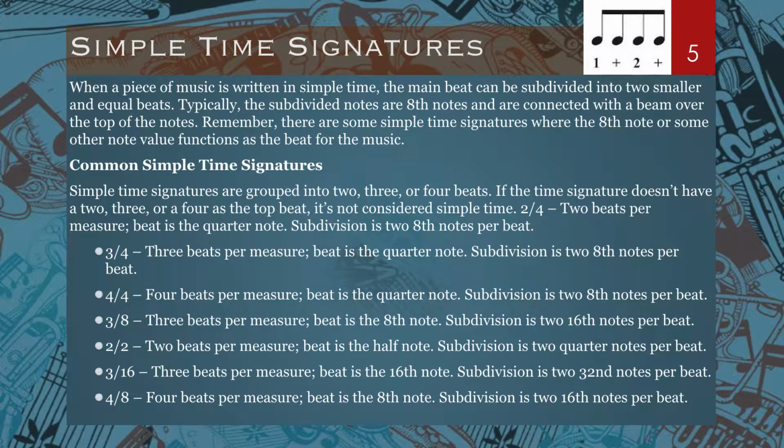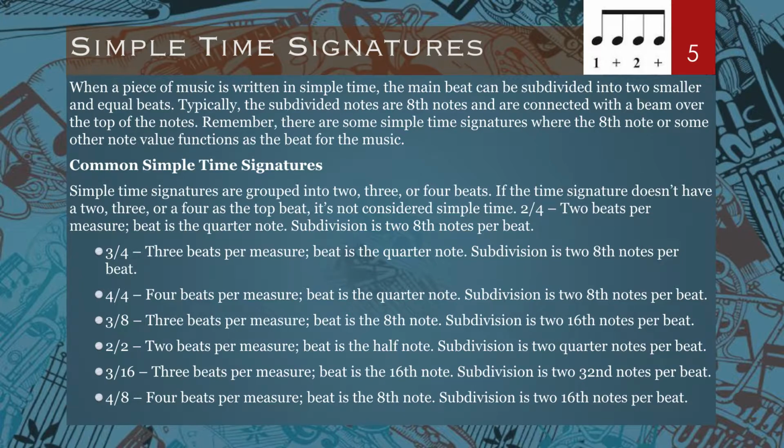In 3/4 time, there are 3 beats per measure. The beat is a quarter note. So the subdivision is 2 8th notes per beat. So we'd call that simple triple time. In 4/4 time, because there's 4 beats per measure, we would call that simple quadruple.